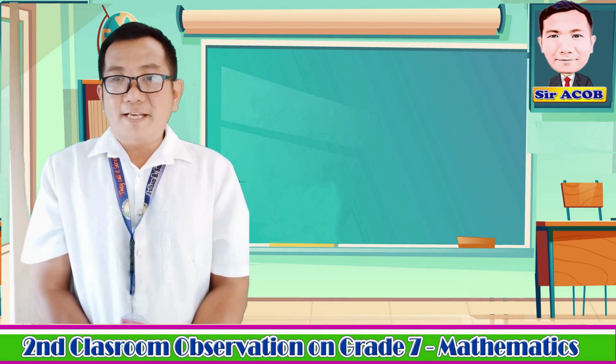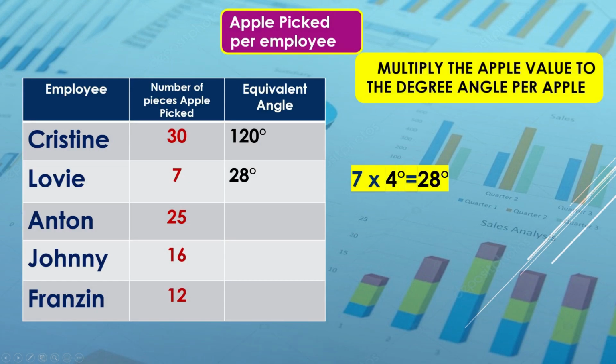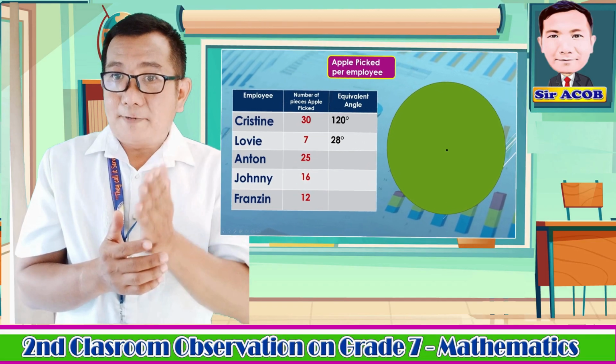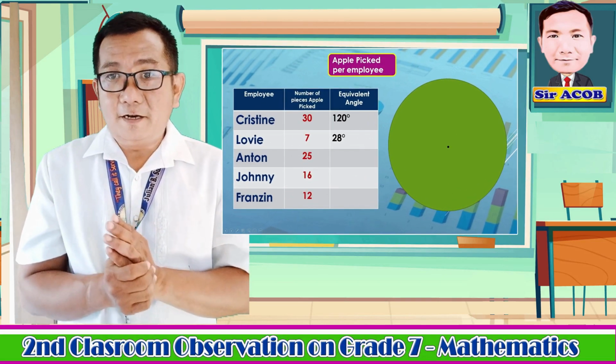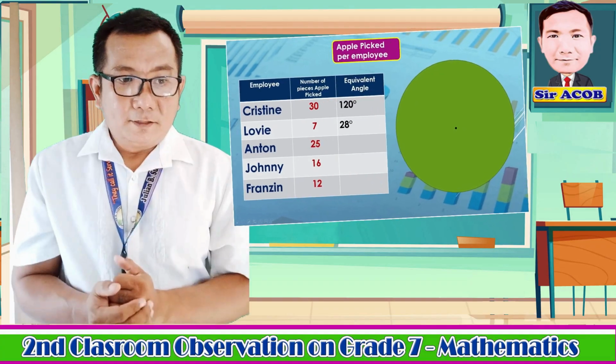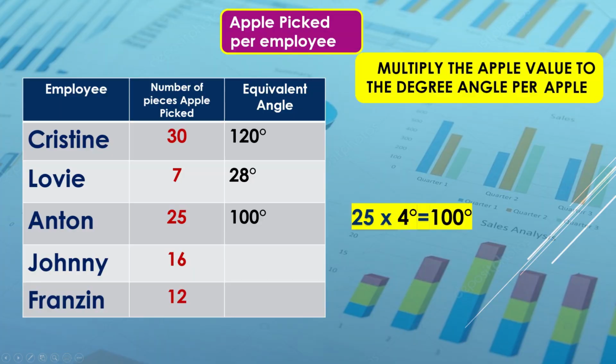We go now to Lovie. So Lovie got 7 apples. So just simply multiply 7 to 4 degrees. So we get 28 degrees. And 28 degrees is the partition of Lovie on that pie chart. Then for Anton, he got 25 apples.